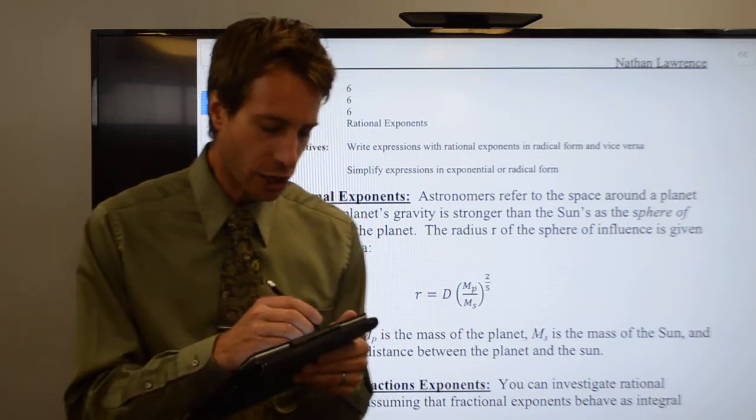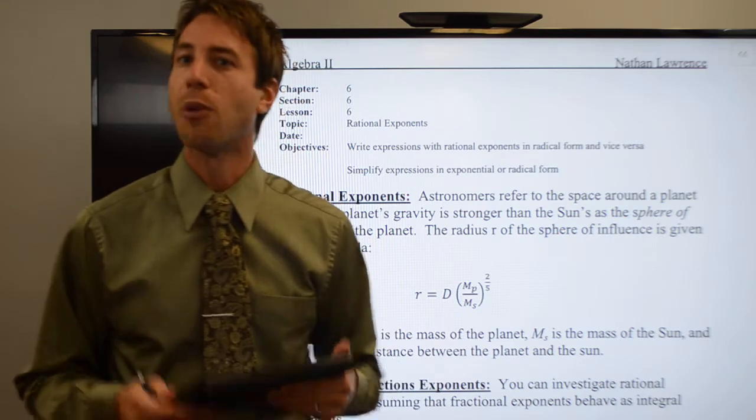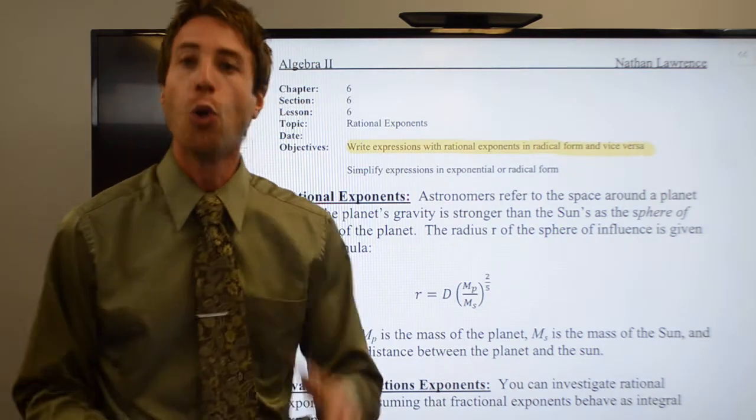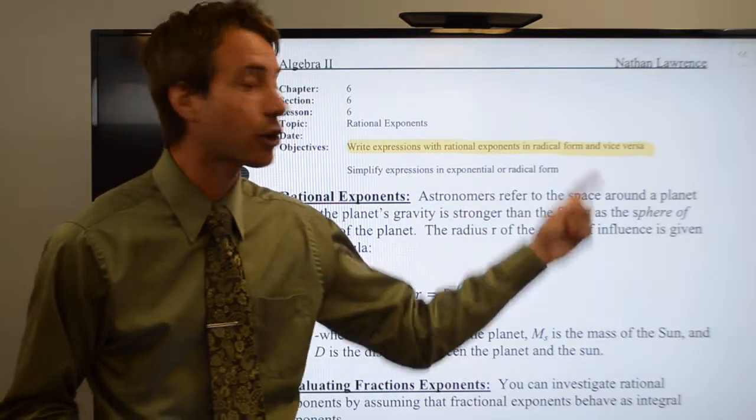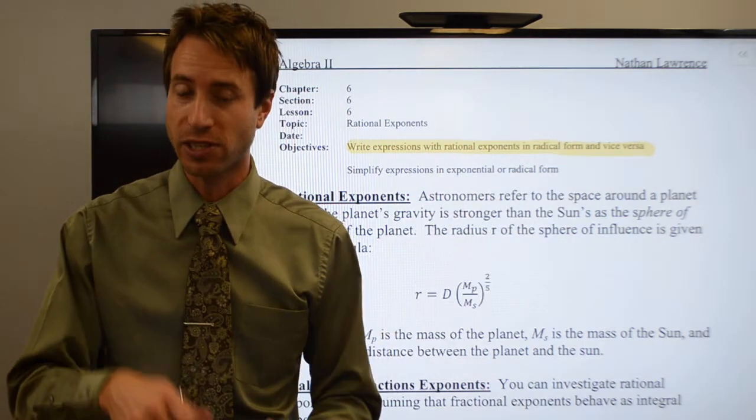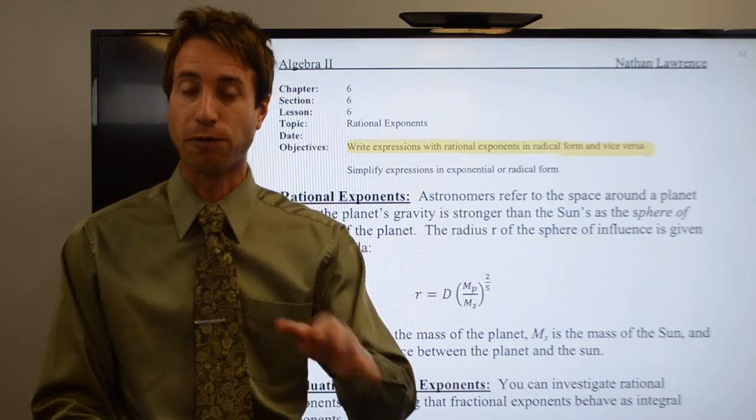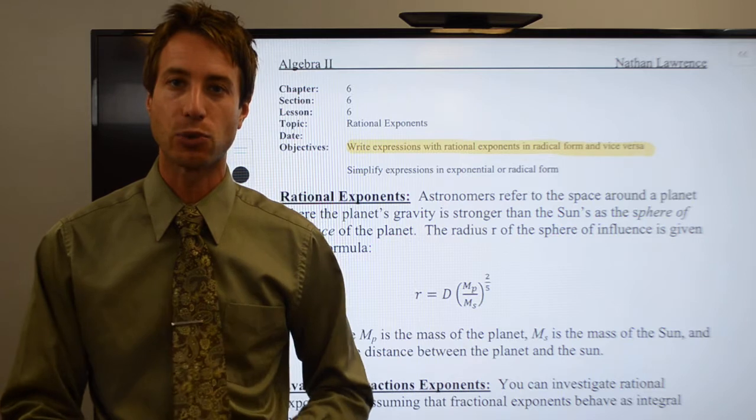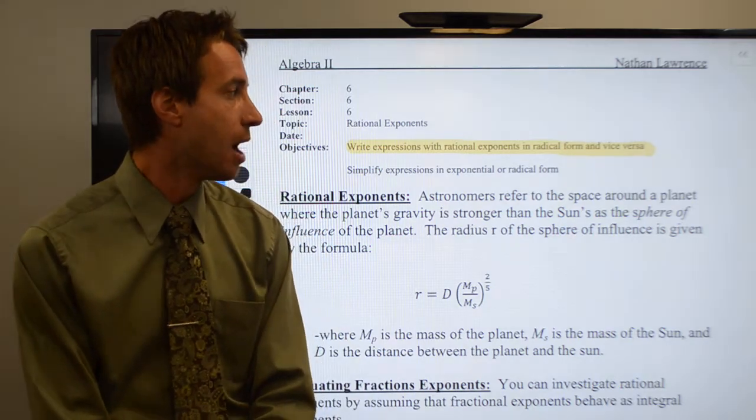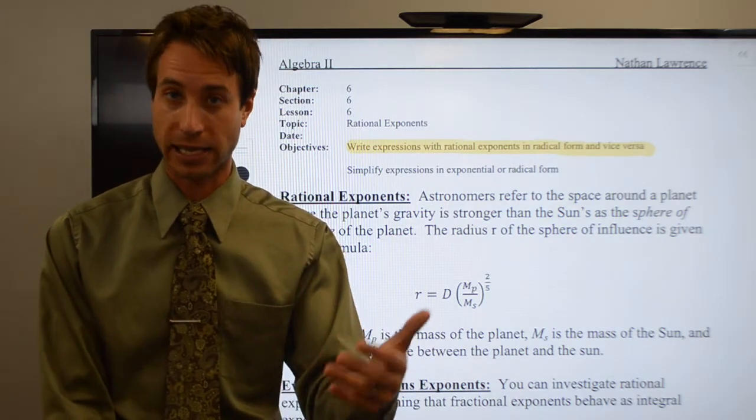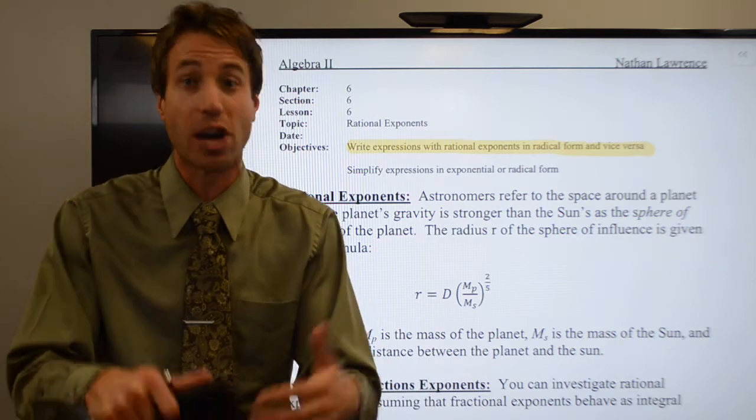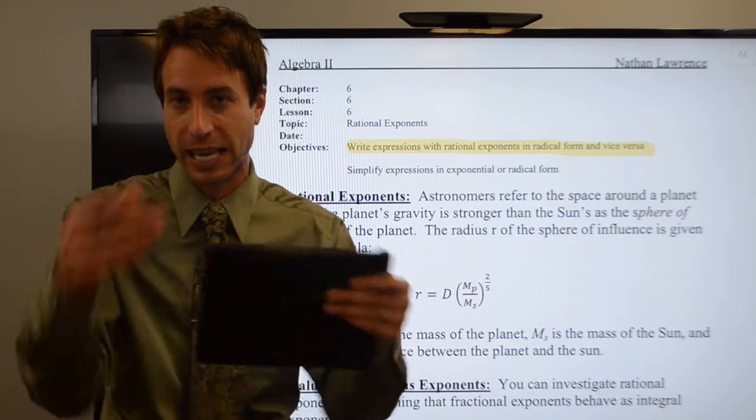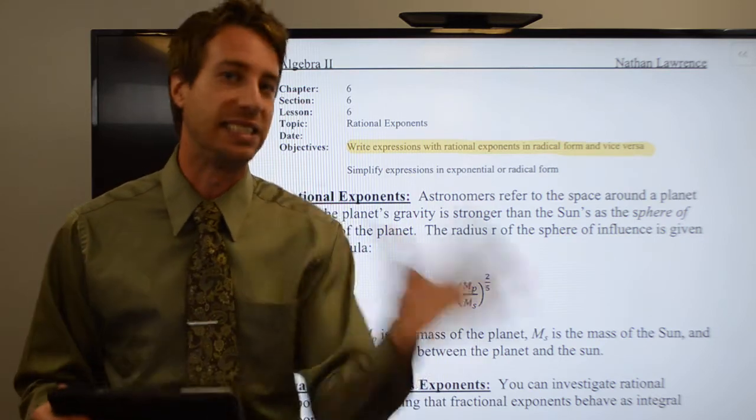The first thing you're going to want to be able to do is write expressions with rational exponents in radical form, or vice versa, write something that is in radical form with a rational exponent. We'll show you how to go back and forth between the two, and it's actually very simple. You would just be rewriting expressions. We're not solving, we're not even really simplifying, you're just taking what you're given and writing it a different way.